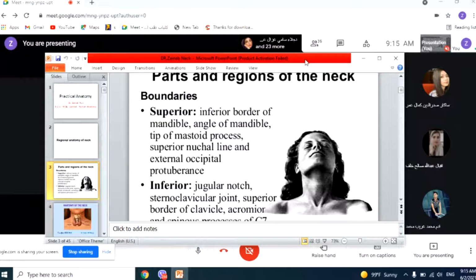So its function is to support the weight of the head and protect the nerves that carry the sensory and motor supply. And also, in addition, the neck is highly flexible and allows the head to turn and flex in all directions. And about the definition, it's a part of the body that connects the head to the rest of the body, and it contains many structures and provides the mobility and movement of the head.